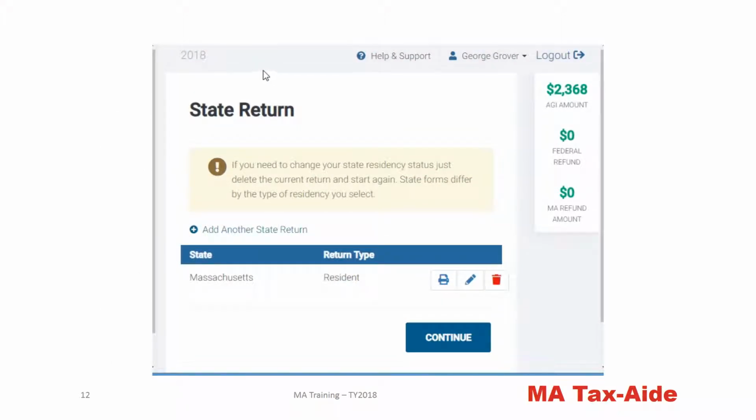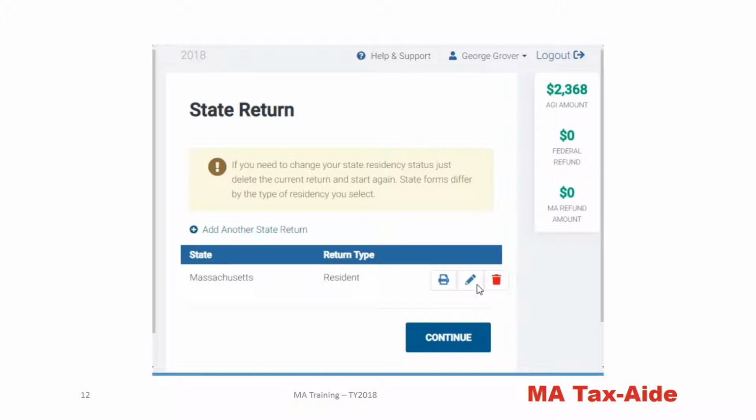Okay, we're going to now make the entries in tax layer for George. You'll see that we've already done the federal return. The AGI amount is $2368. It's a pretty common situation that you'll find that someone comes in who really doesn't have a need to do a federal or Massachusetts return. They're below the filing limits, but because they're entitled to the circuit breaker, they do come in. You have to do the federal before you can do a state return.